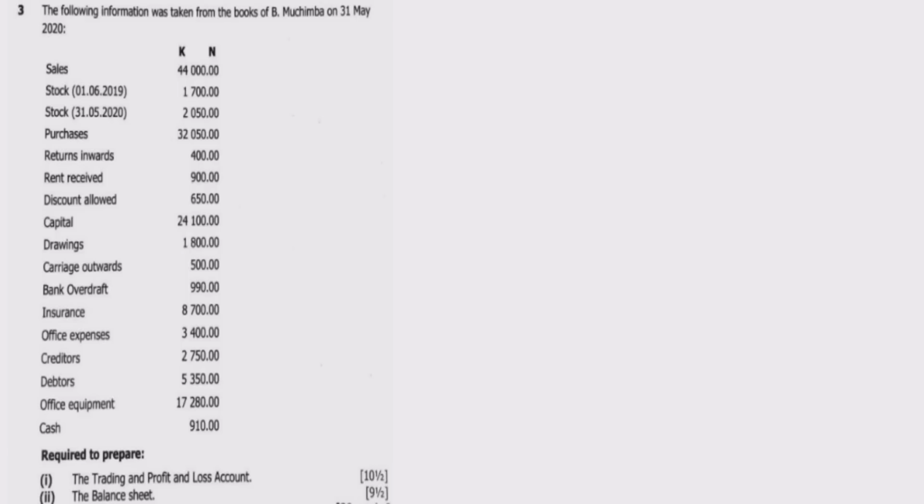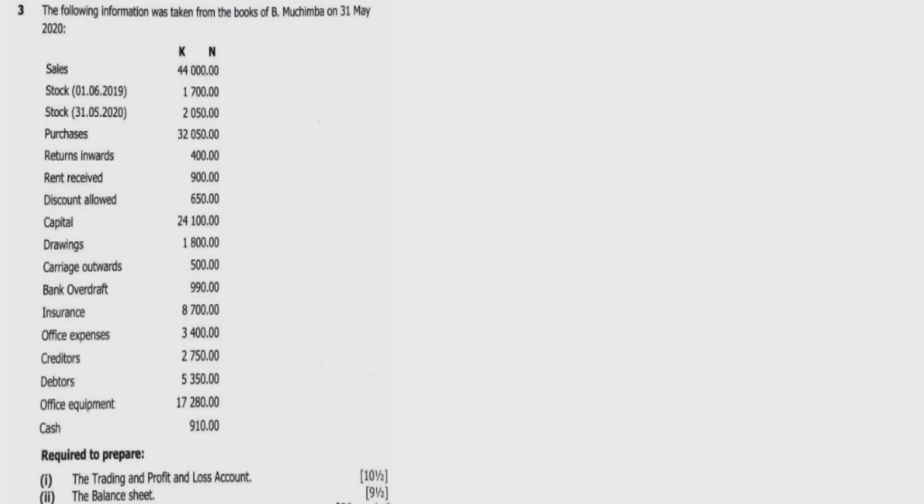Capital, that is 24,100. Drawings 1,800. Carriage outwards 500 kwacha. Overdraft 990 kwacha. Insurance 8,700 kwacha. Office expenses, that is 3,400 kwacha.